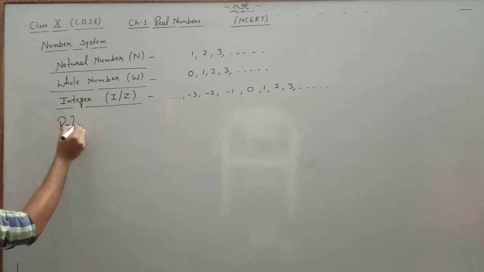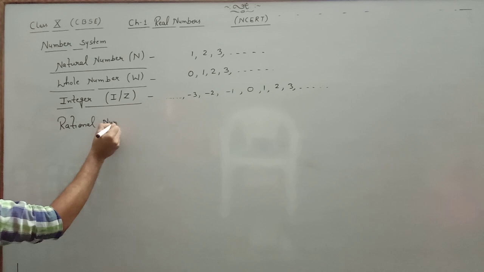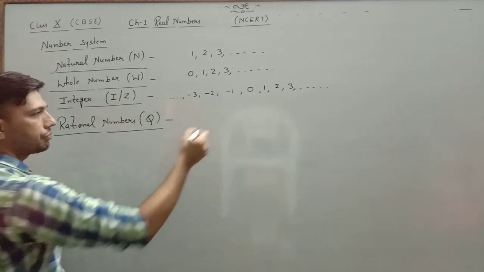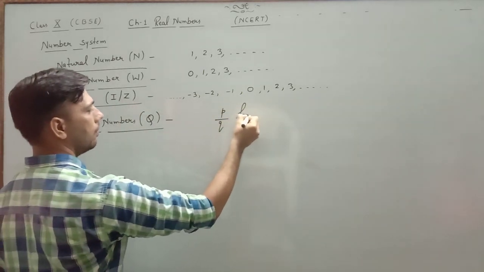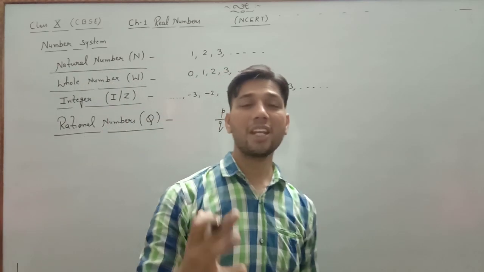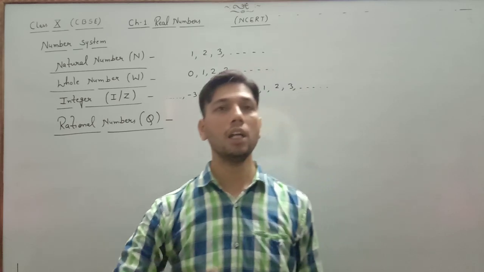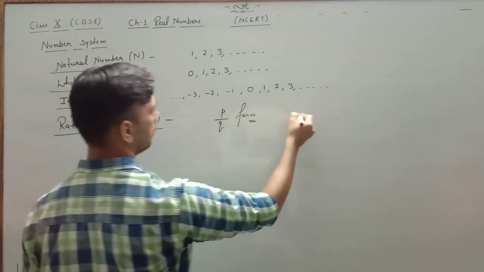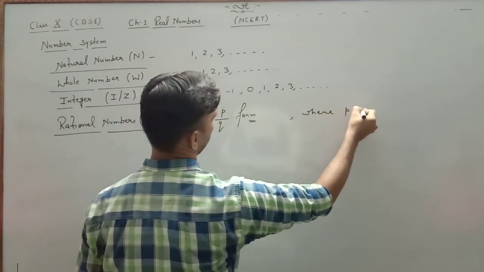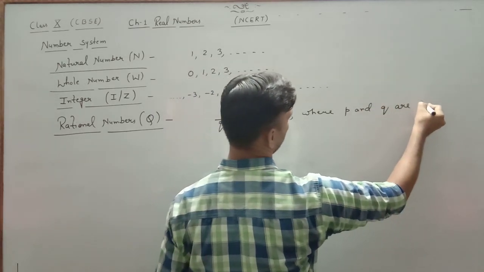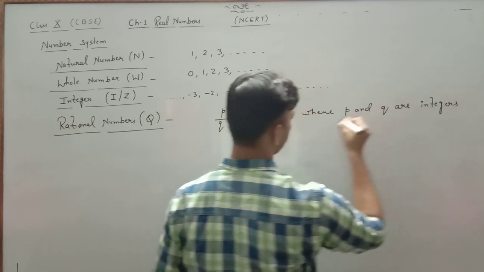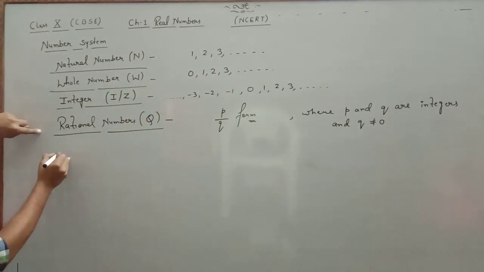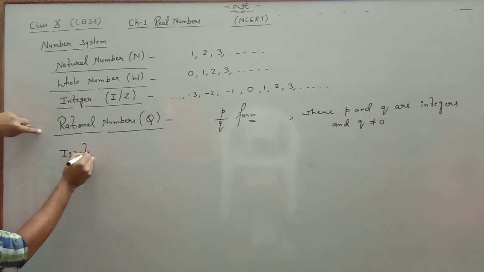Next, rational. Rational number is represented by Q. A number which can be written in the form p by q is called a rational number, where p and q are integers and q is not equal to 0. This is rational.